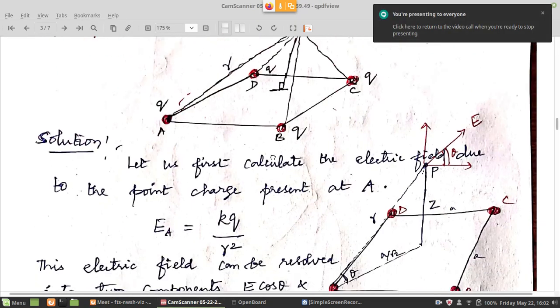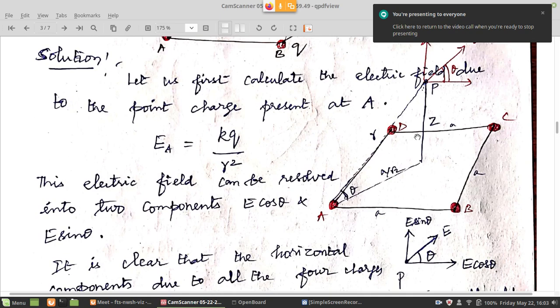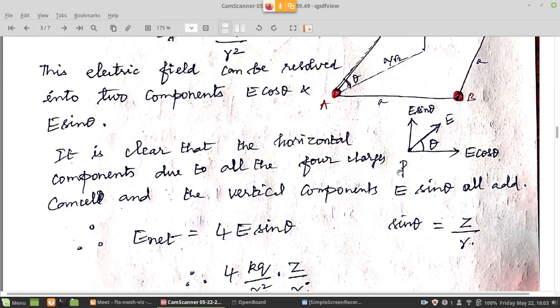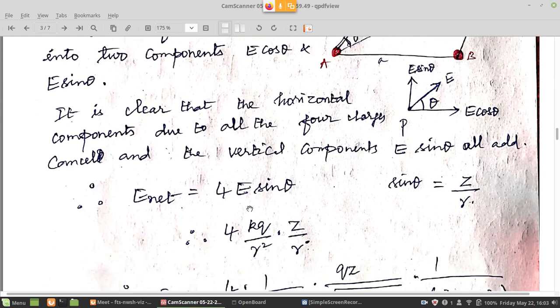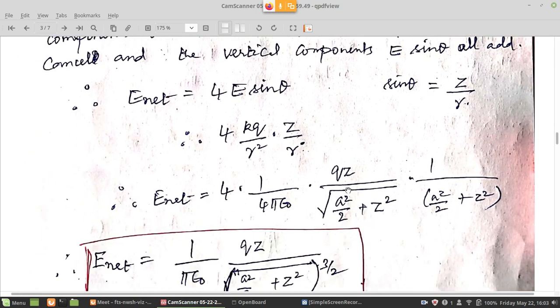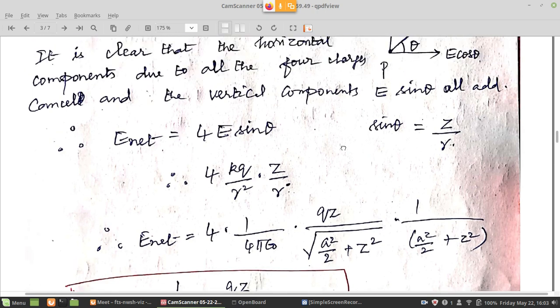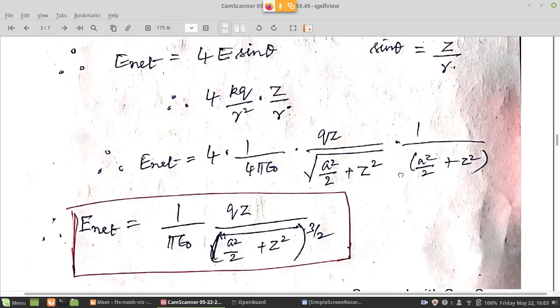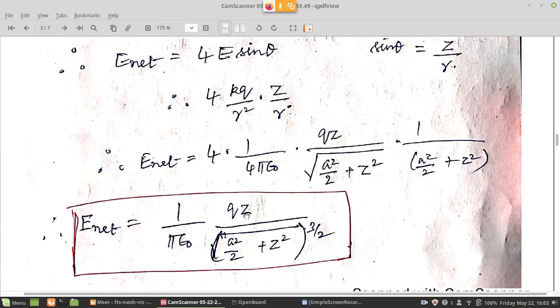So basically you see the components when you take the 4 charges: cos theta is cancelling. Cos theta will cancel, sin theta will contribute. So it's 4E sin theta only, right? Sin theta is Z by R. So basically you are getting Z, and you can write R as the square root of A square by 2 plus Z square. So 1 by 4 pi epsilon naught QZ divided by (A square by 2 plus Z square) power 3 by 2. This is the net electric field at the point P due to all the 4 charges.